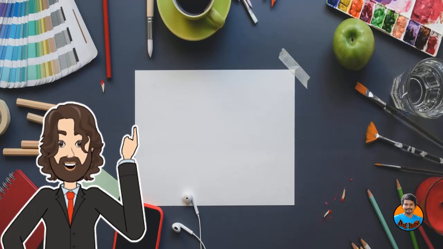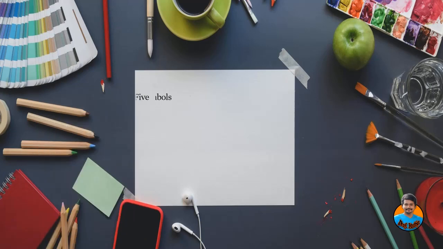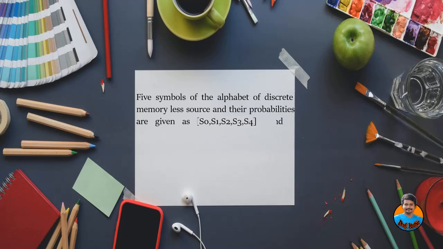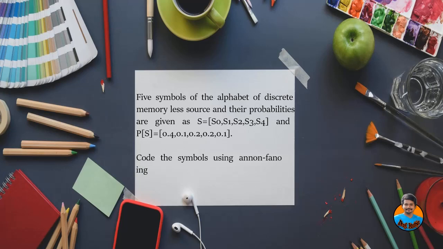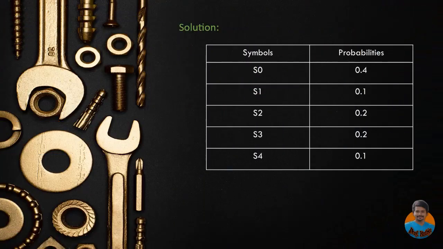Suppose you are provided with a problem stating that 5 symbols of the alphabet of a discrete memoryless source and their probabilities are given as S equal to S0, S1, S2, S3 and S4, whereas P of S is equal to 0.4, 0.1, 0.2, 0.2 and 0.1. Code the symbols using Shannon Fano coding. The solution for this problem can be obtained by following the Shannon Fano algorithm. This table here is what is given in the question.